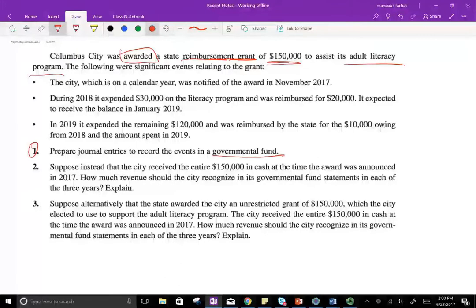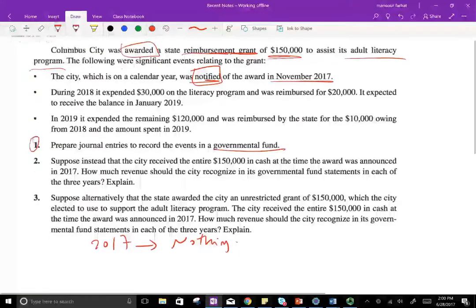So the city, which is on a calendar year, was notified of the award in 2017. So what happened in 2017? We were notified. That's good news. But they did not transfer the cash to us. So all that happened in 2017, we were notified. That's it. Well, what do we need to do in 2017? And the answer is nothing. Okay, because we were just notified.